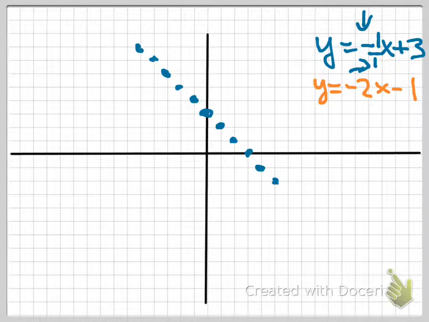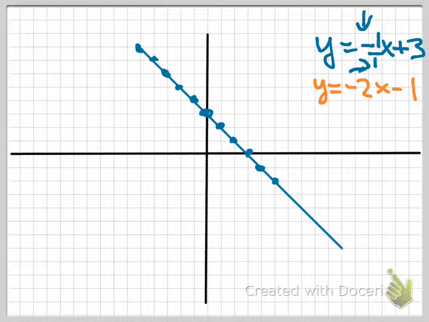Okay, so I think I've got all those covered. Make my line. Whoops. Let's try that again. Let's make a nice straight line. And there you go. Okay, now let's look at the orange line.